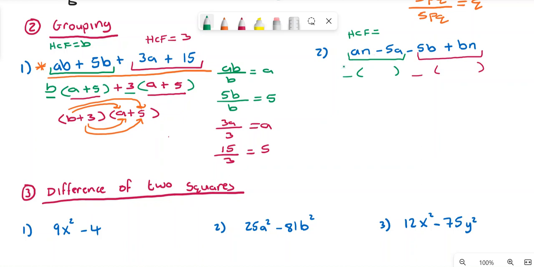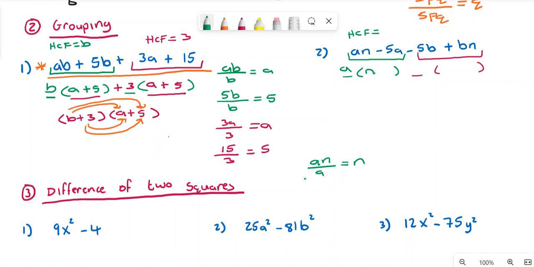So what we can say then is that the highest common factor is a. And then what we want to do is divide both terms by the highest common factor. So if we take an divided by the highest common factor, that's just going to be n. So the n goes in here.